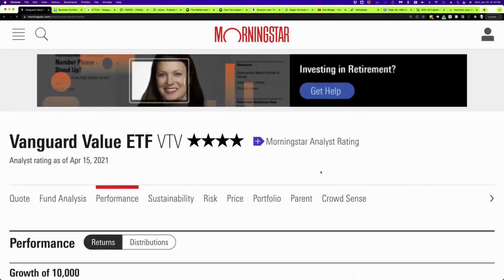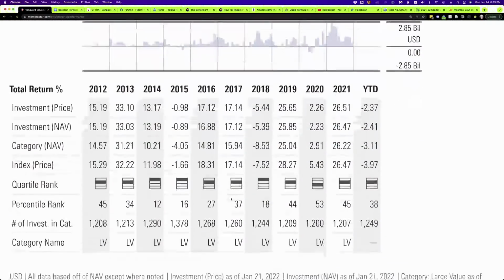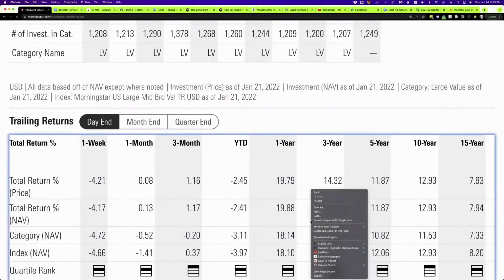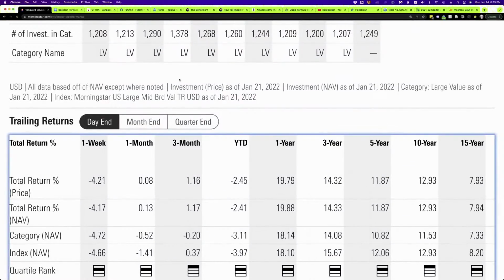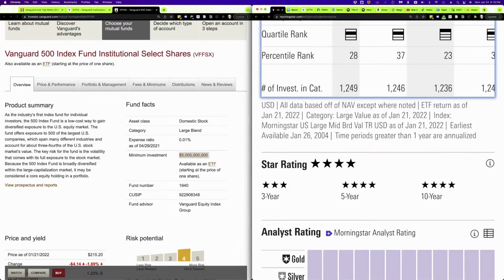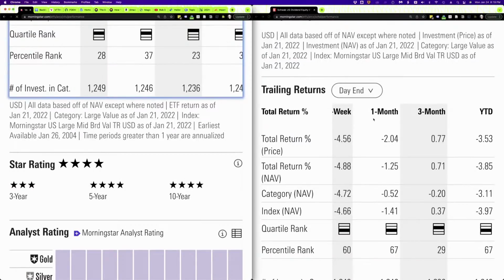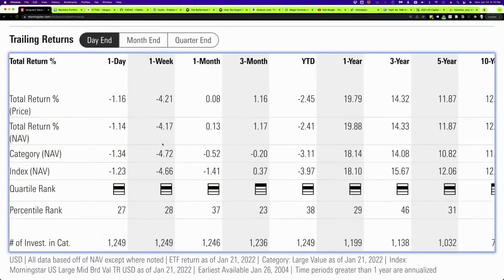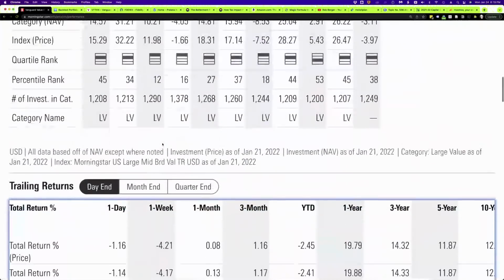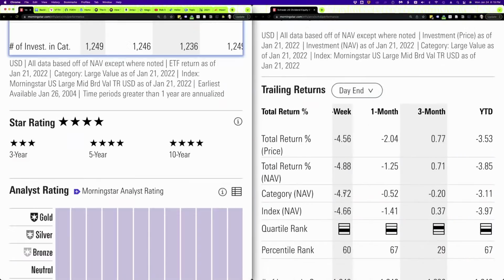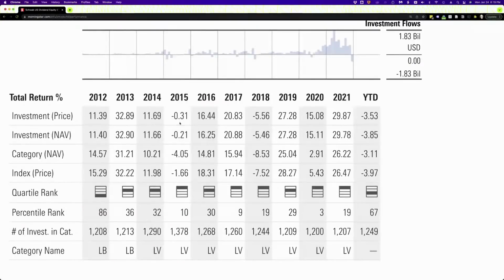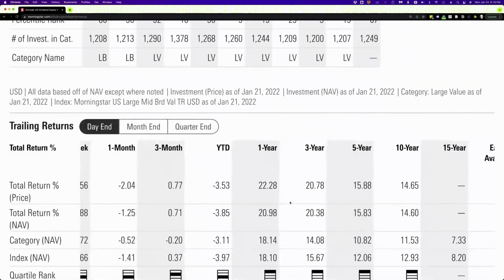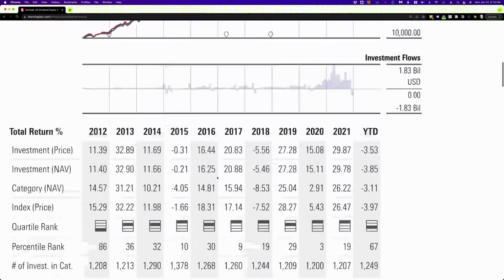Is that all they have? Oh, here we go. So the 10-year return on the Schwab fund is 12.93. And what just happened? Did I lose it? Whoops, let me try it this way. There we go. I think I was looking at Vanguard. The 10-year was 12.93. And for Schwab, the 10-year was 14.65. Again, I don't know how much weight you'd put on that.